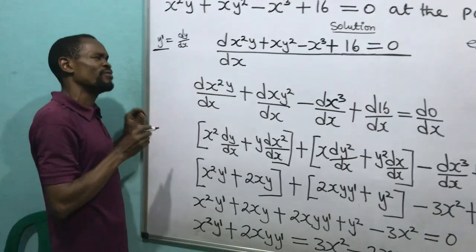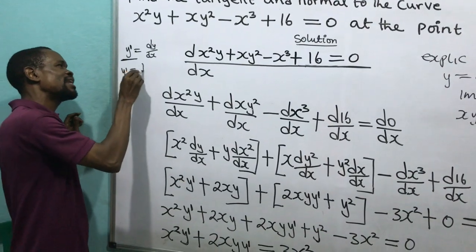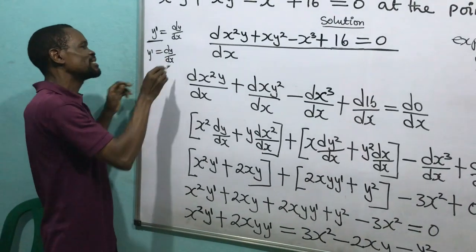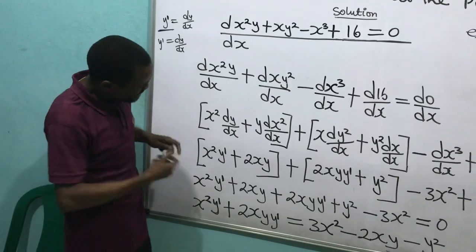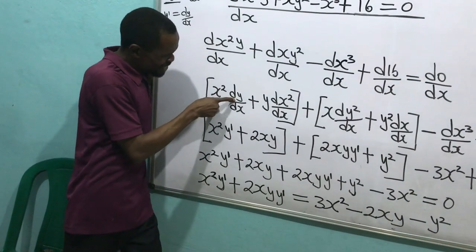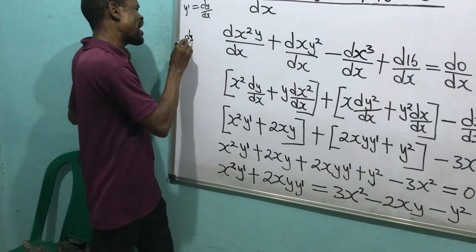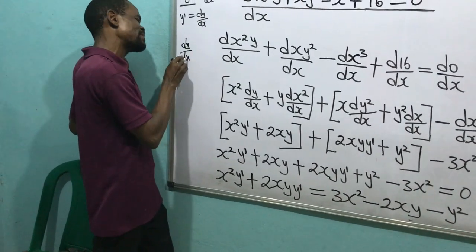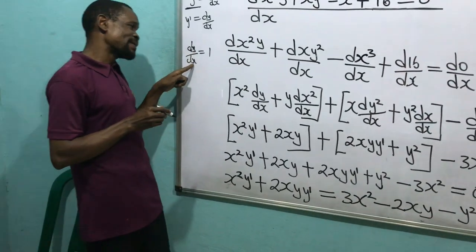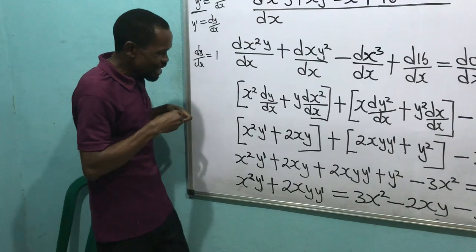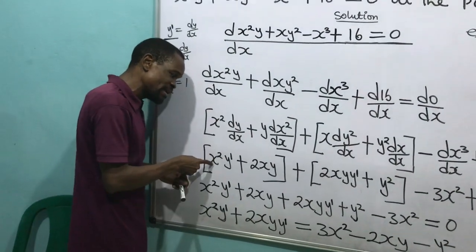I think I told you before in the other video that y prime is the same thing as dy/dx, the first derivative of y with respect to x. Then looking at it here, I'm differentiating y here. When I differentiate y in respect to x, the answer is 1. And 1 times x raised to the power 2 will give me x raised to the power 2.